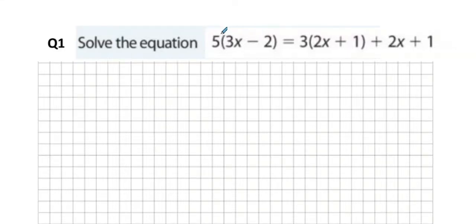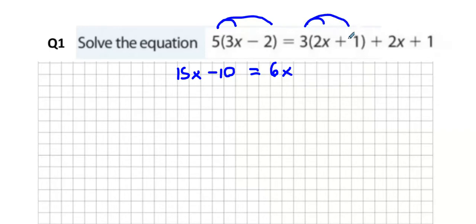Sean, I'm going to start here. That's multiplication. 5 times 3x, anybody? 15x. 5 times minus 2? Minus 10. 3 times 2x? 6x. 3 times 1? 3. So 6x and 3. Okay.